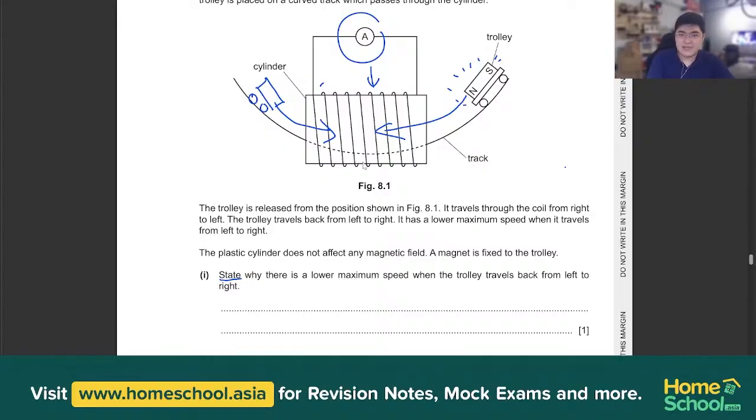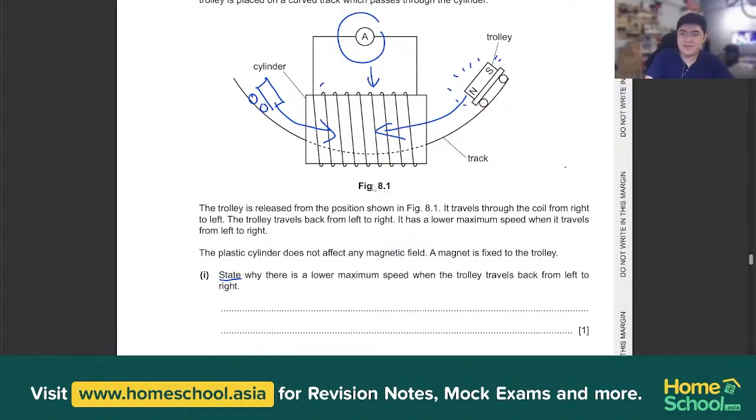So as you can see here, this is the topic of magnetic induction, right? So when the trolley moves from here into the coil over here, the magnet here will induce this coil. It induces a magnetic field on this coil that resists this motion. So it will slow down this trolley speed as it moves through the coil.